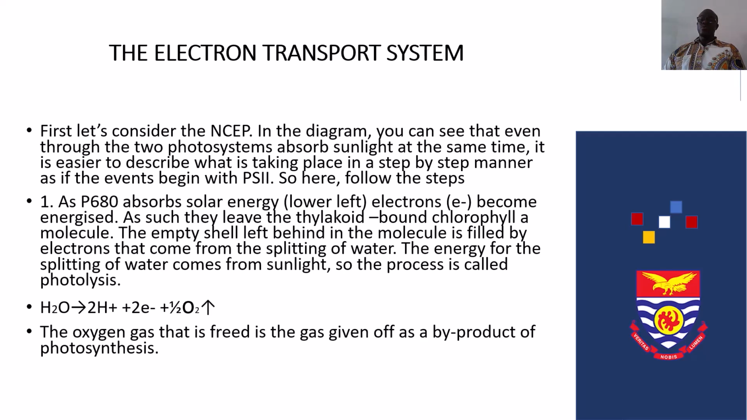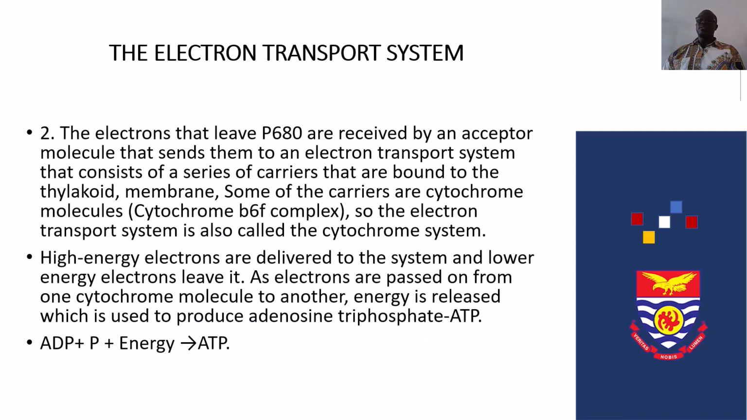So you have H2O giving 2H plus, 2 electrons, plus half of oxygen, and the oxygen is given off into the atmosphere. The oxygen gas that is freed is given off as a byproduct of photosynthesis. 2, the electrons that leave the pigment 680 are received by an acceptor molecule that sends them to an electron transport system that consists of a series of carriers that are bound to the thylakoid membrane.